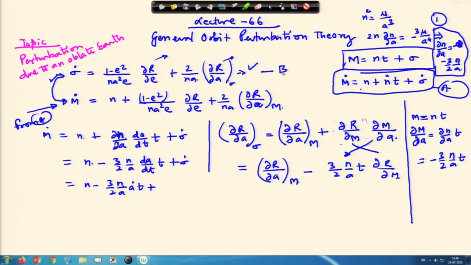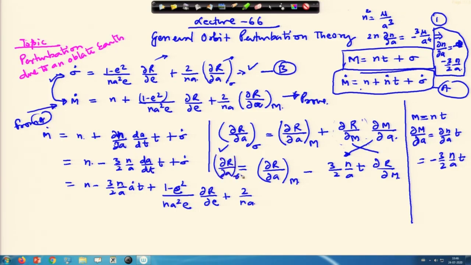So, sigma dot we use from, let us say this is b, and this we have to prove. From there, if we insert sigma dot, this will be 1 minus e square over n a square, dou r by dou a of sigma, so this we have to insert; let us say this is c. If we insert here, sigma dot is then the quantity we have copied here. So, 1 minus e square over n a square dou r by dou a, 2 by n a, and dou r by dou sigma is dou r by dou a at m minus 3 by 2 n by a t dou r by dou m.